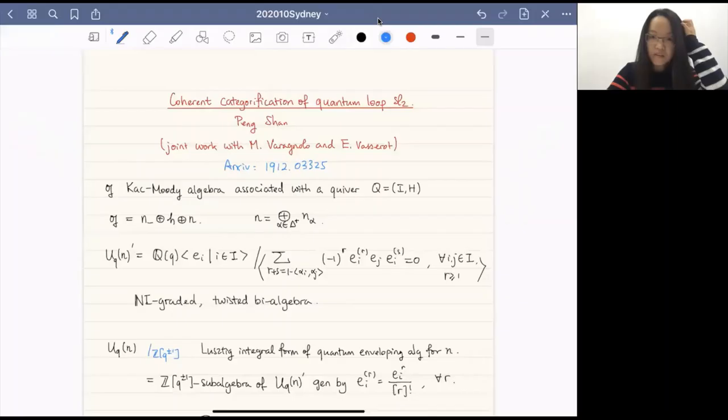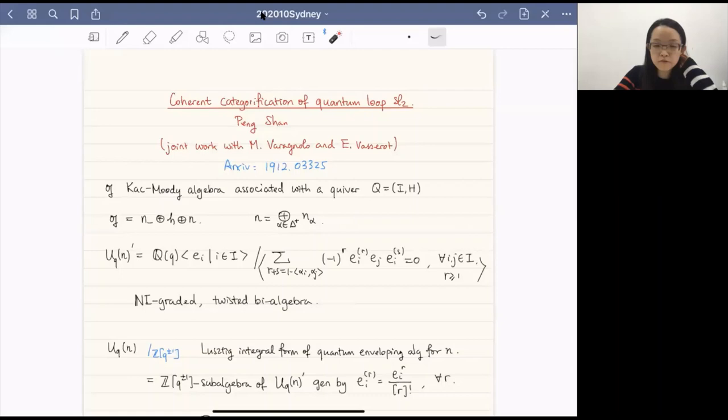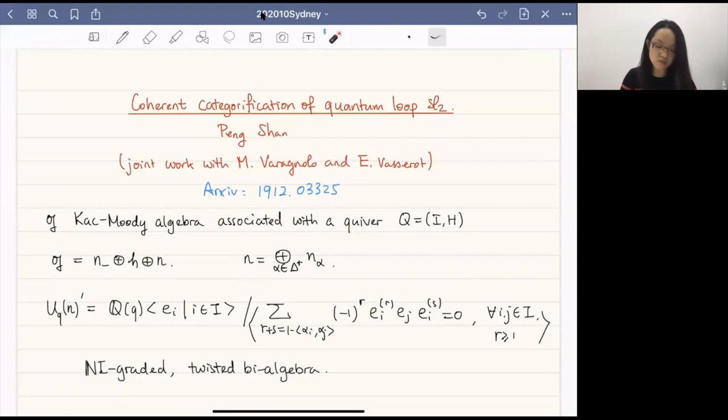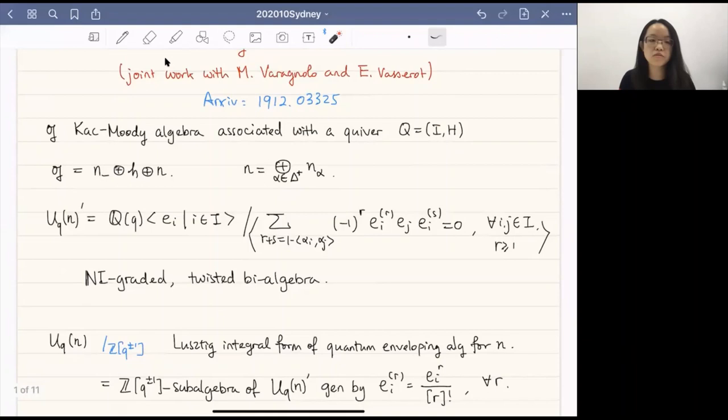Okay, so what I'd like to talk about today is joint work with Michela Varagnolo and Eric Vasserot. The paper is on the arXiv. In the first part of the talk, I would like to give an introduction to categorification of quantum groups, and then say what I mean by categorification of quantum loop SL2, and then I'll get to the main result in the second part, and give some applications to monoidal categorification of cluster algebras.